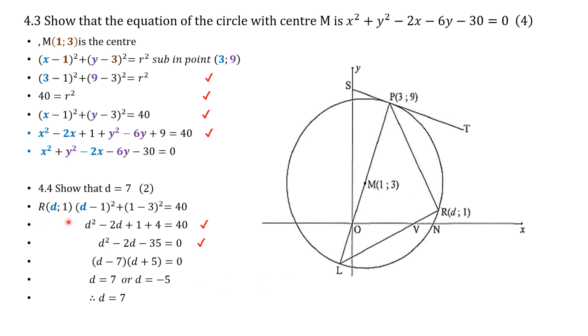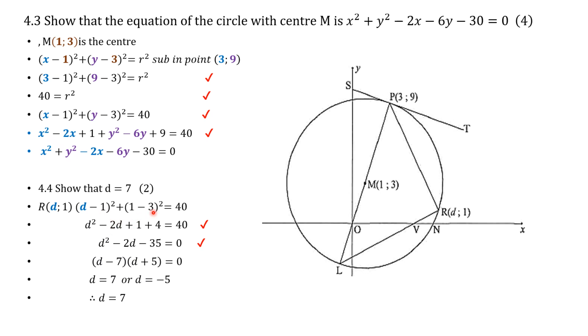So R (d, 1), so there in the place of x, x becomes d, y becomes 1 because y is 1. So d times d, d squared. d times negative 1 times 2 would give me negative 2d. Right, negative 1 times negative 1 gives me positive 1.